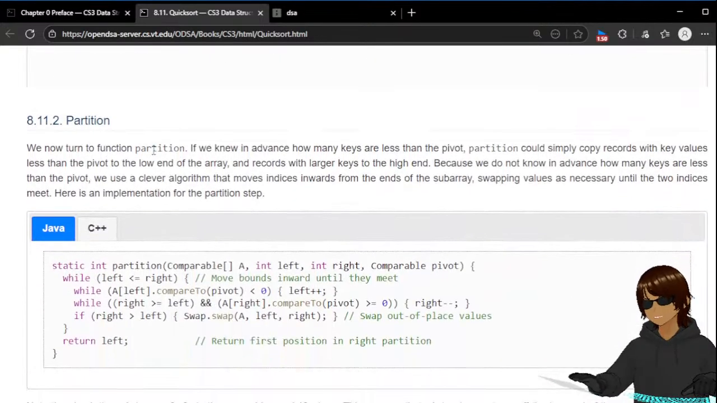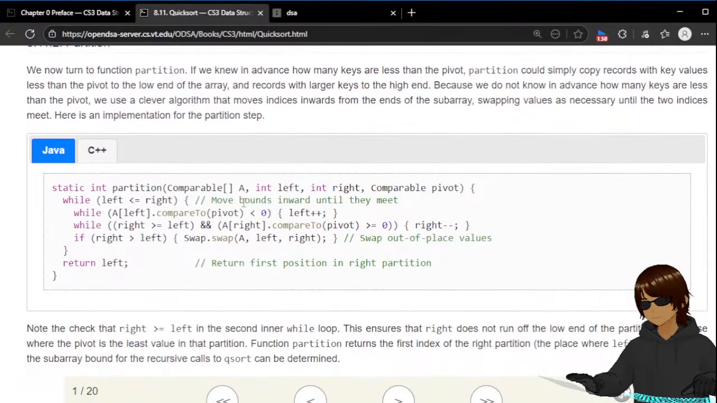We now turn to function partition. If we knew in advance how many keys are less than the pivot, partition could simply copy records with the key values less than the pivot to the low end of the array and records with the larger keys to the high end. Because we do not know in advance how many keys are less than the pivot, we use a clever algorithm that moves indices inwards from the ends of the subarray. Swapping values is necessary until the two indices meet. Here is an implementation for the partition step.